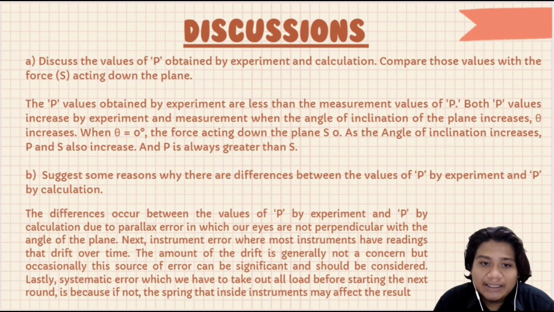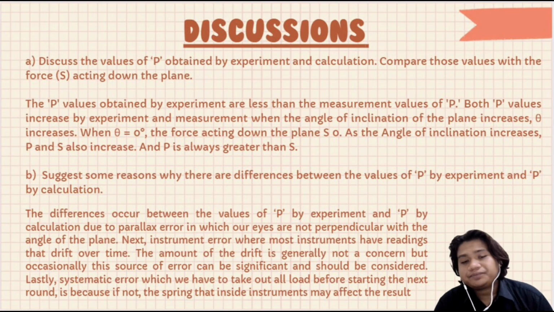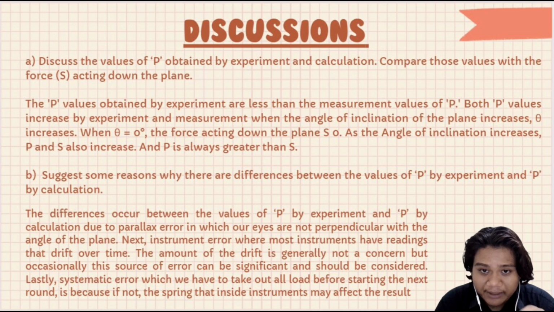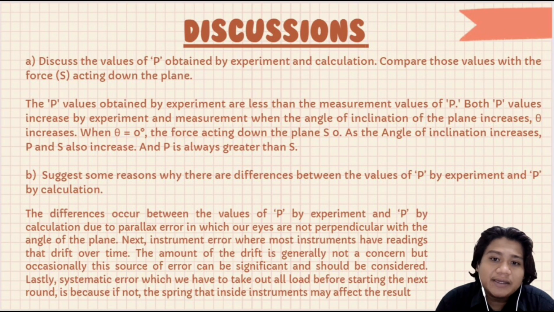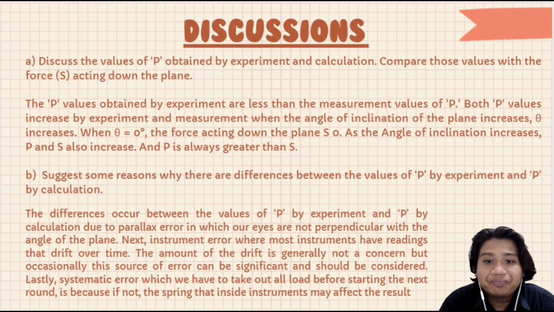Question B, suggest some reasons why there are differences between the values of P by experiment and P by calculation. The differences occur between the values of P by experiment and P by calculation due to parallax error, in which our eyes are not perpendicular with the angle of the plane.